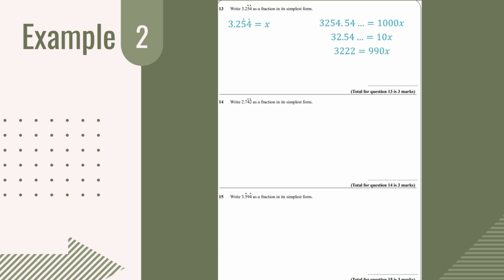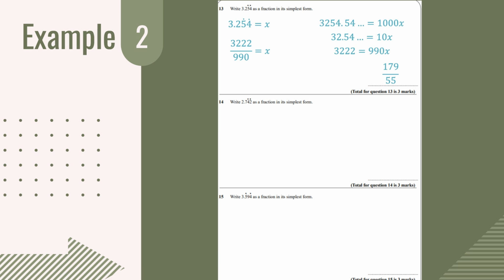So we get 3,222 equals 990x, meaning 3,222 divided by 990 equals x. And that, in its simplest form, is 179 over 55. Or if you've left it as a mixed number, it will be 3 and 14 over 55. Both answers are valid because one is an improper fraction and one is a mixed number, and it's both in its simplest form.